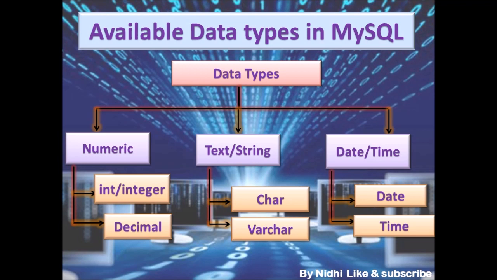Okay, varchar stands for variable character. And the third data type is date and time. It includes two data types: date, which stores dates, and time, which is used for storing time values. So let's talk about the date and time data type.